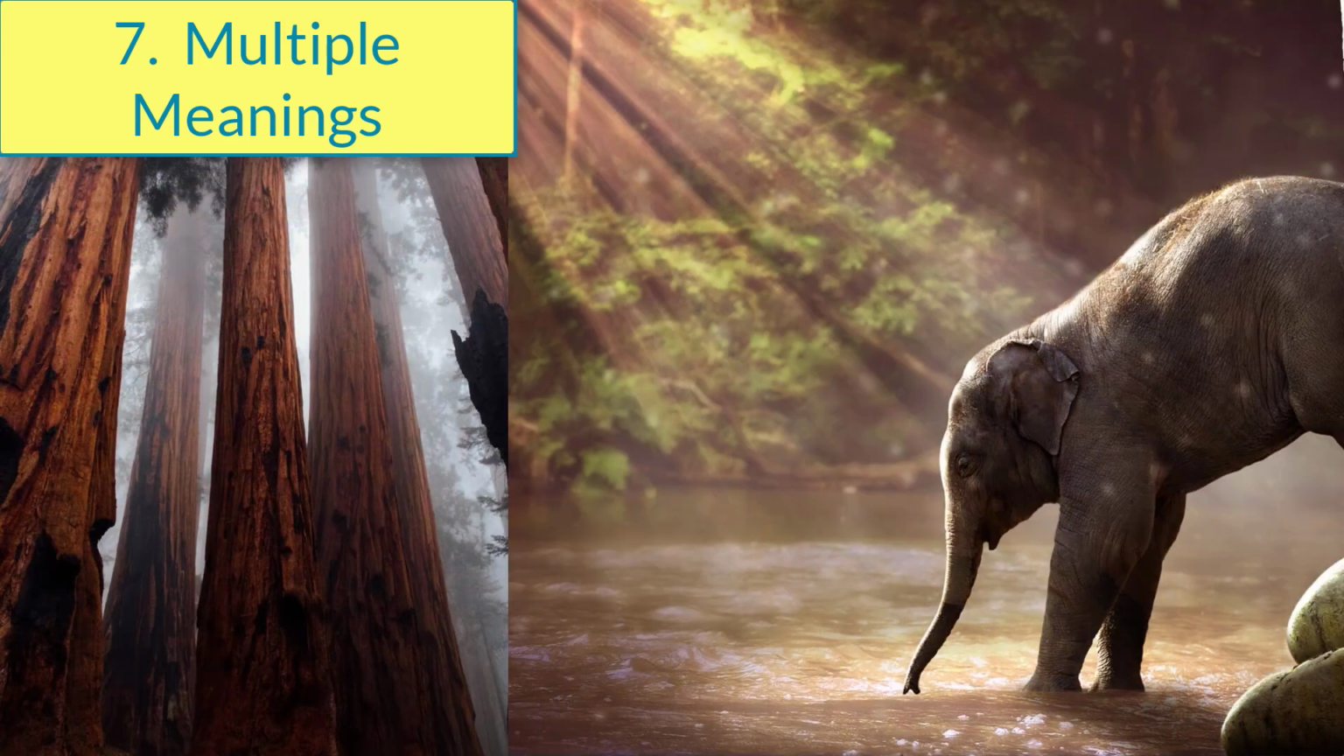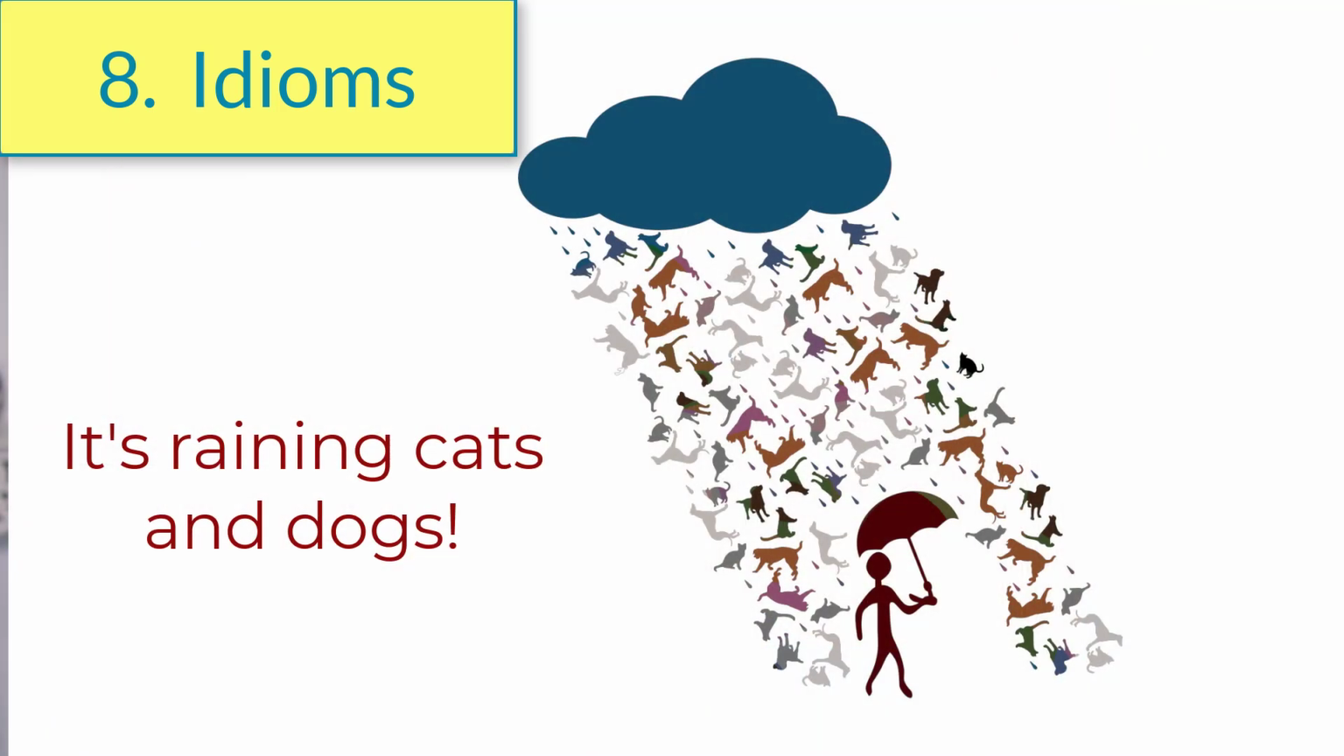Number 7 is multiple meanings. What are two meanings for a certain word? For example, trunk can be the long nose of an elephant or the bottom part of a tree. And then we're getting even more complicated with number 8, that's idioms. What does this figure of speech really mean? For example, it's raining cats and dogs means that it's raining really hard.